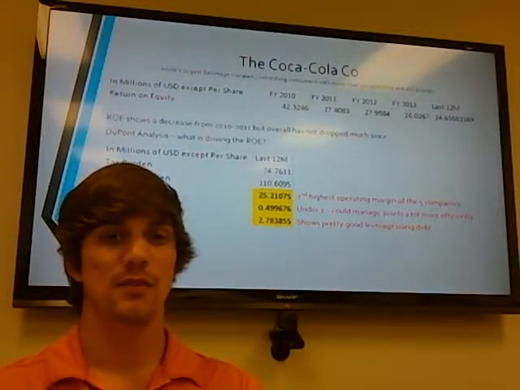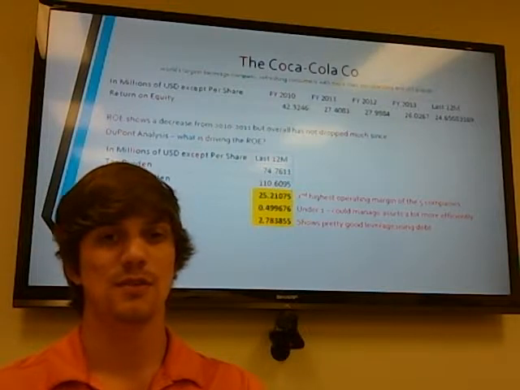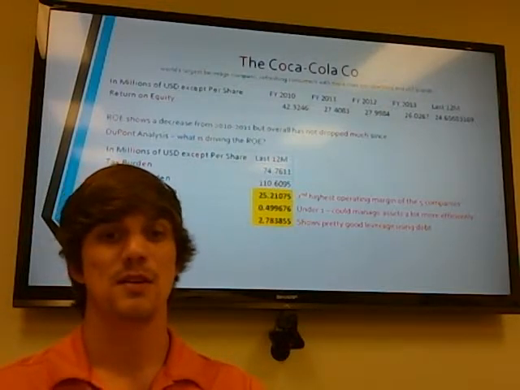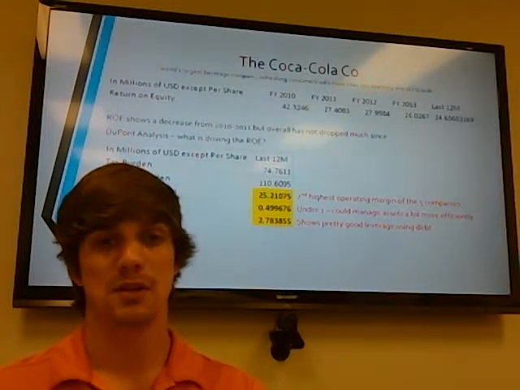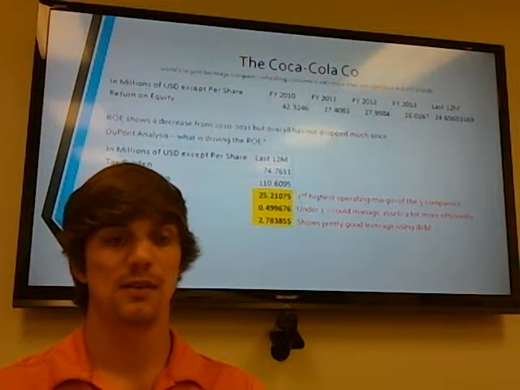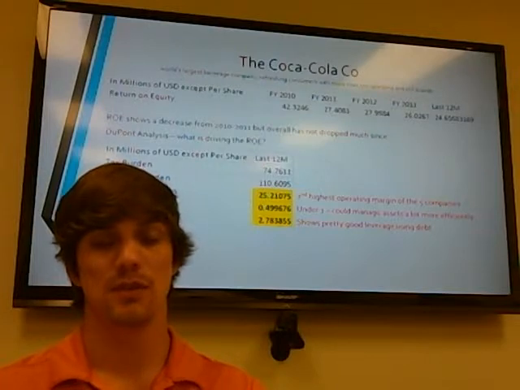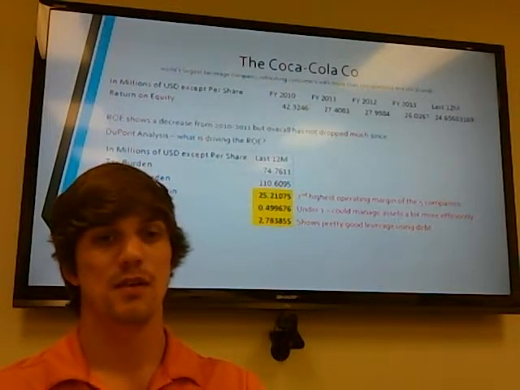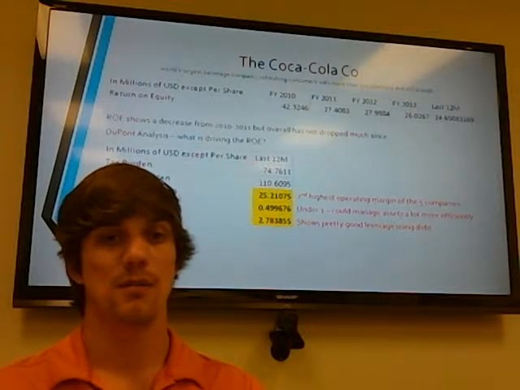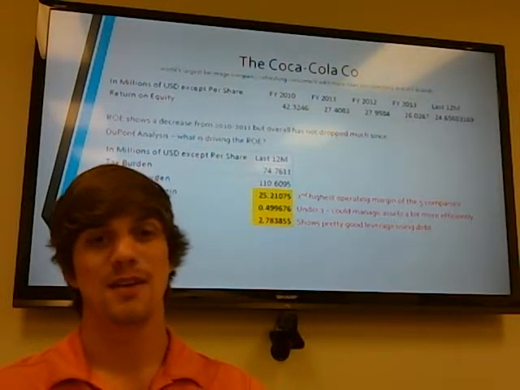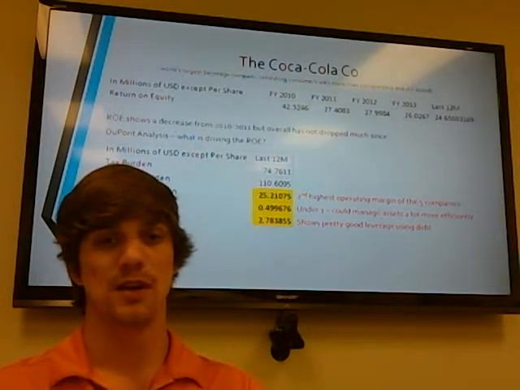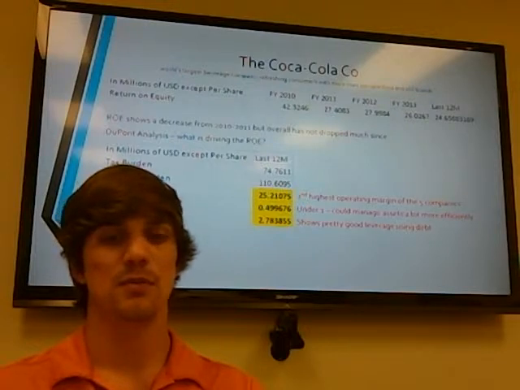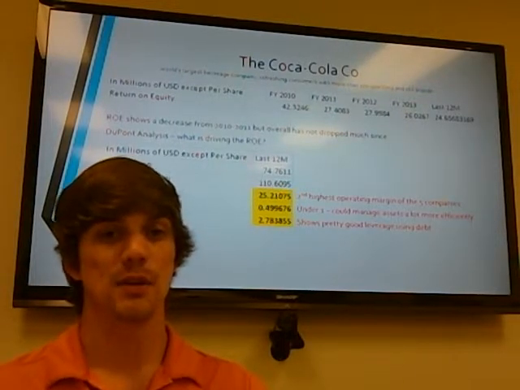In looking at their, I'm going to jump to asset turnover. You can see it's under 0.5, which means it's telling me that they need to do a lot better job of managing their assets, being more efficient with their assets, and what they're doing with their assets. Their debt's a little bit higher than other companies. I really don't think it's too high, but 2.7, 2.78, it could be a little bit lower, but it looks okay to me.